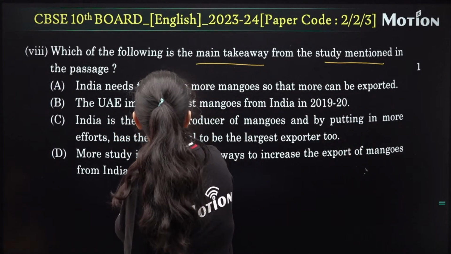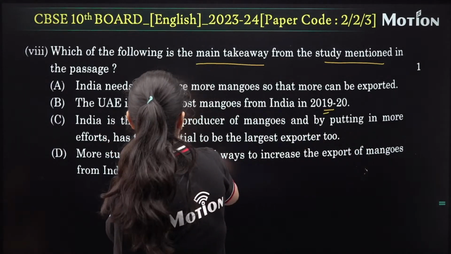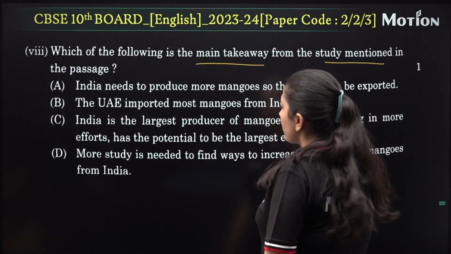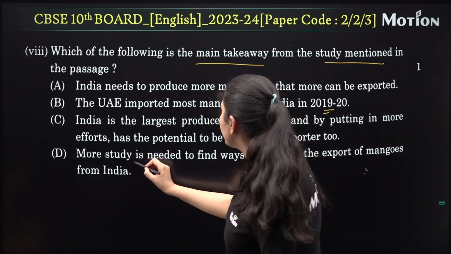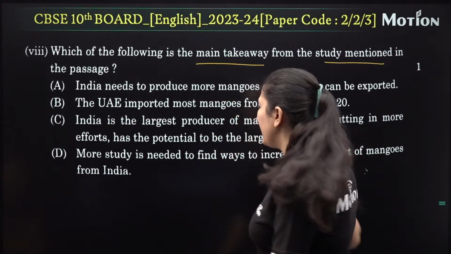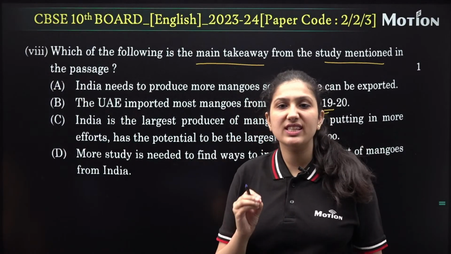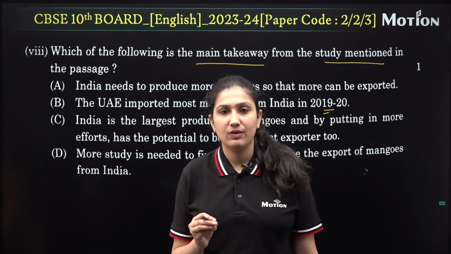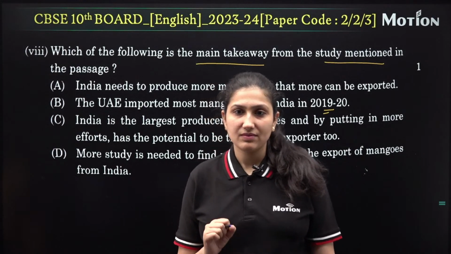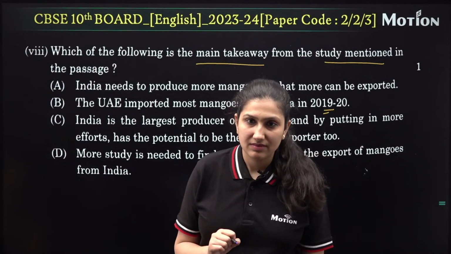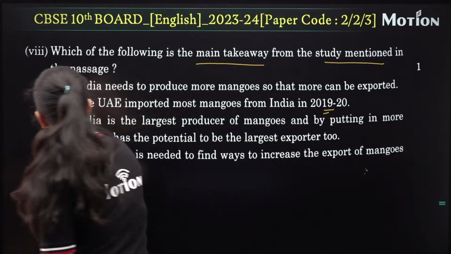The UAE imported most mangoes from India in 2019 to 2020. India is the largest producer of mangoes and by putting in more efforts has the potential to be the largest exporter too. More studies needed to find ways to increase the export. See, study के बारे में तो we don't have like talked in that. Yes, very good. Option C is the correct answer. Alright, Unique, Poojan, Atishay, Harsh, yes. We'll go with option number C.